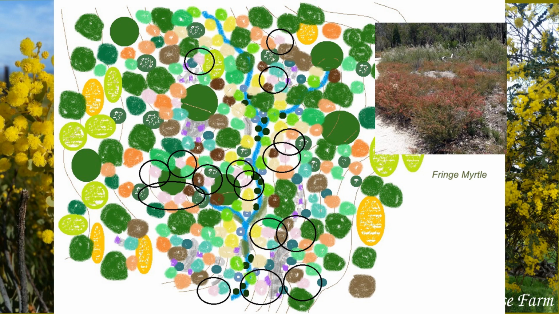Another one we have is the fringe myrtle. It's a prostrate shrub, grows to about a metre, and produces a lovely aromatic foliage with white and pink type flowers. It's quite pretty. It needs moist, well drained soils.